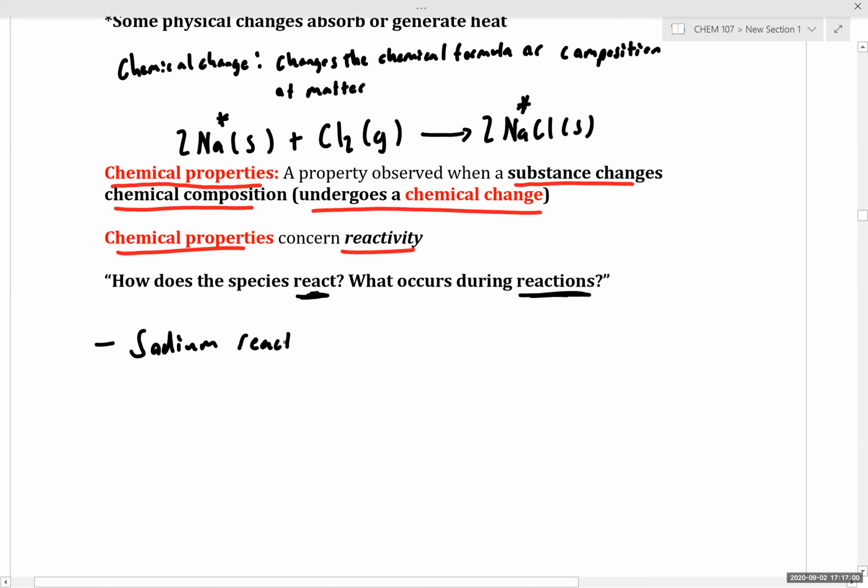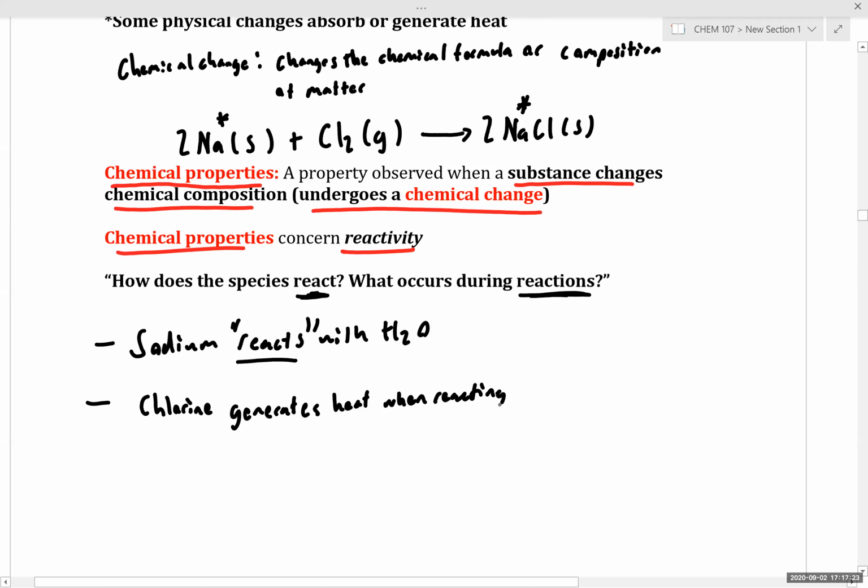Sodium reacts with water. So this reacts is a very important key word to know. Another example would be chlorine generates heat when reacting with aluminum. Again, we see the react keyword and this idea that it generates heat during the reaction is a chemical property. Another example would be noble gases are relatively inert, which means relatively non-reactive.